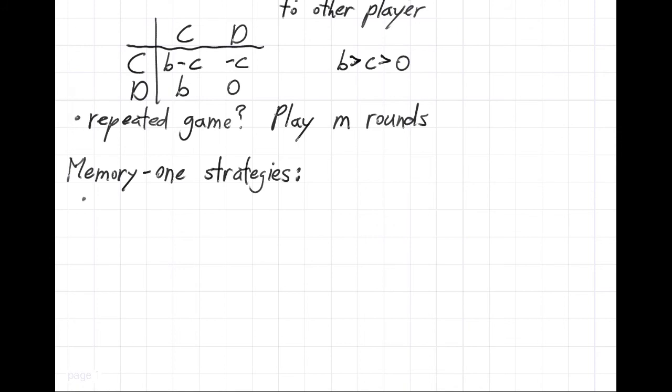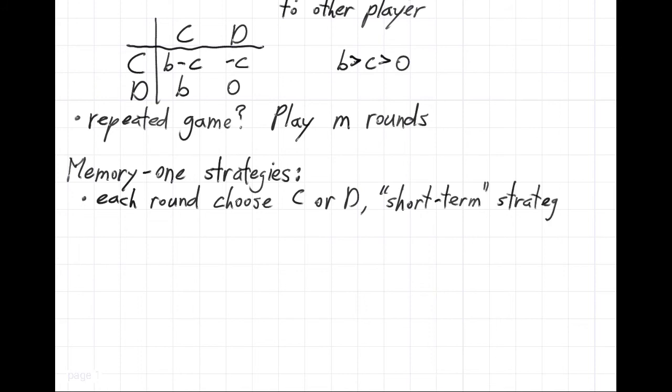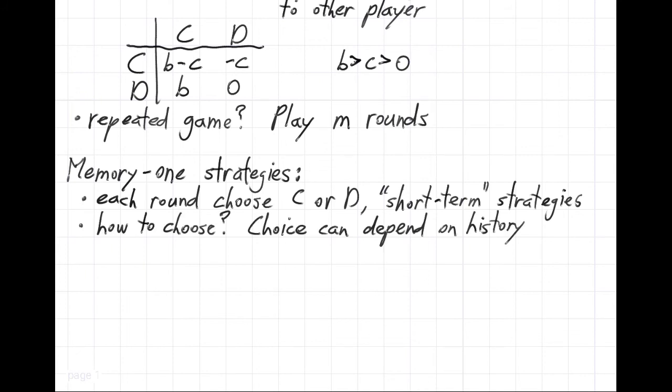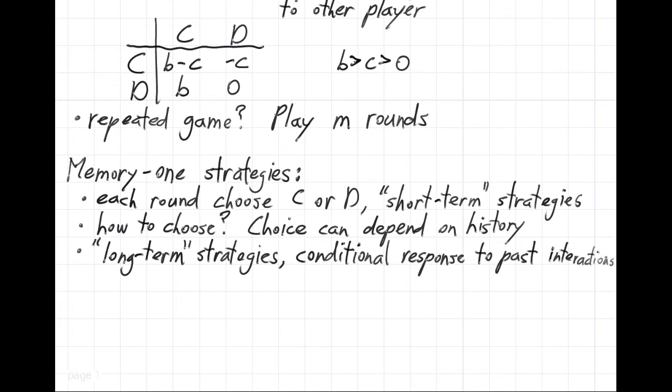So to introduce that, let me back up a little bit. The idea is that in each round, the player has to choose either to cooperate or defect, which let's call the short-term strategies. Those are the things I have to choose to do right now. So deciding what to do, which short-term strategy to choose, might depend on what's come before. So what we could do is create some things, let's call them long-term strategies, which can be conditional in the sense that they can depend on what's happened in the past. So they can be conditional responses to past interactions. And in principle, they can depend on everything that's come before, and that's a little tricky to handle.